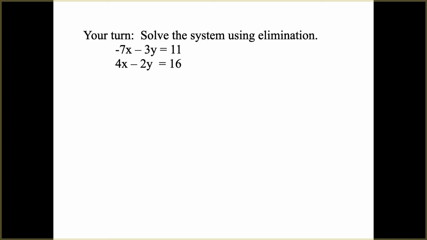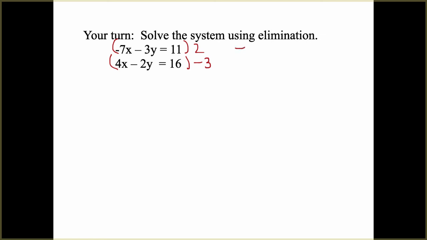So here we go. I'm going to eliminate the y variable because it's smaller numbers. The lowest common multiple of 3 and 2 is 6. I'm going to multiply the top equation by 2. Multiply the bottom equation by negative 3 to get opposite coefficients.